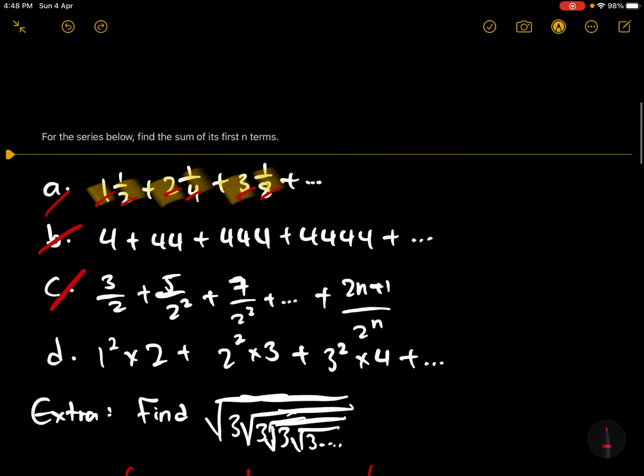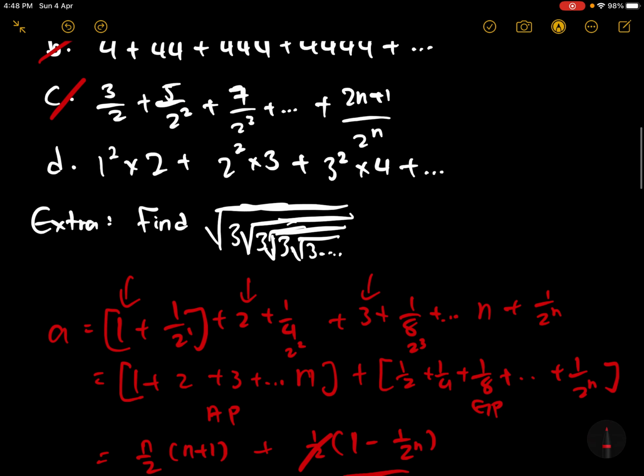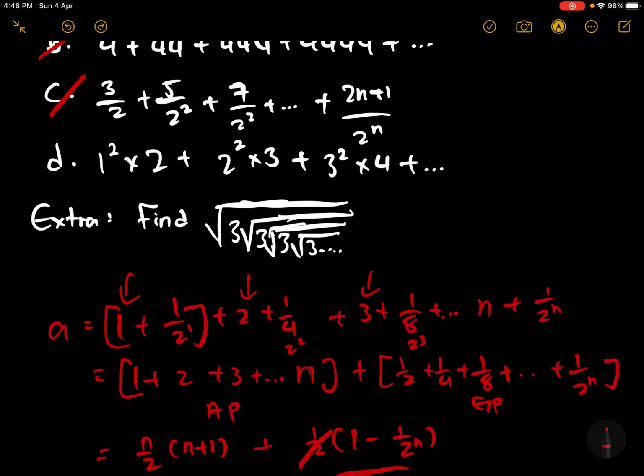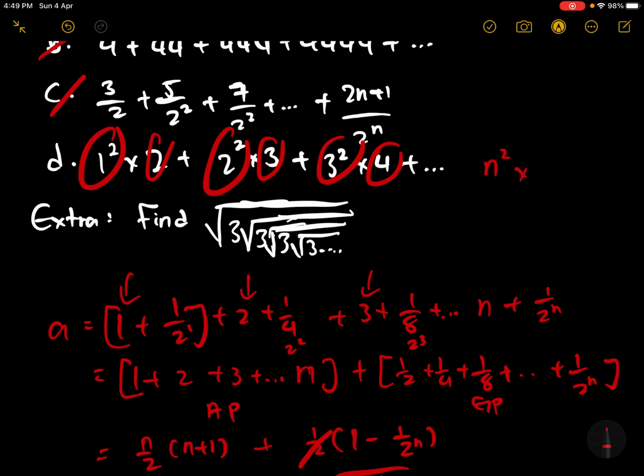For the last question, 1 squared times 2 plus 2 squared times 3 plus 3 squared times 4. Now, you'll know that 1, 2, 3, and 2, 3, 4 form your own APs. The problem here is this is squared and this is not squared. So again, we find the final term, Tn. So since 1, 2, 3 and there are n terms, so we know that this is n square. And then times, this is 2. This is T1, T2, T3. T1 has 2, T2 has 3, and T3 has 4.